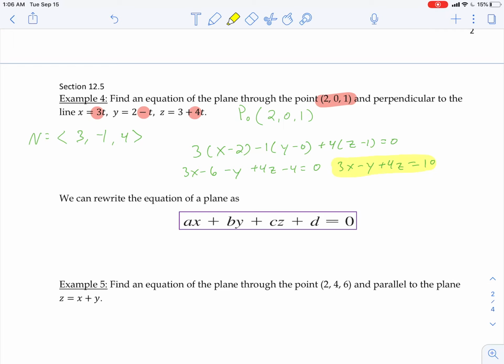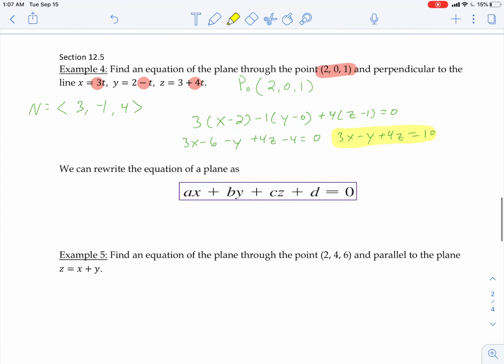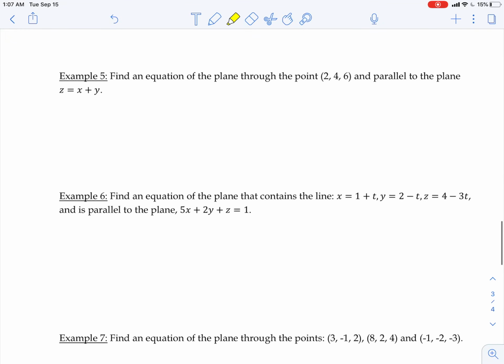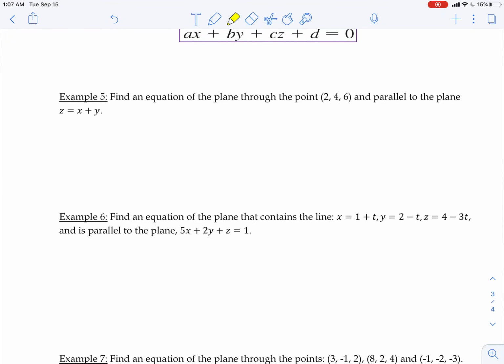It's not very difficult. We just need to make sure that we have a normal vector and an initial point. Again, notice that when you're writing the equation of a plane, the components of your vector are going to be the coefficients of your x, y, and z, and that could be very important depending on the type of question that's asked.